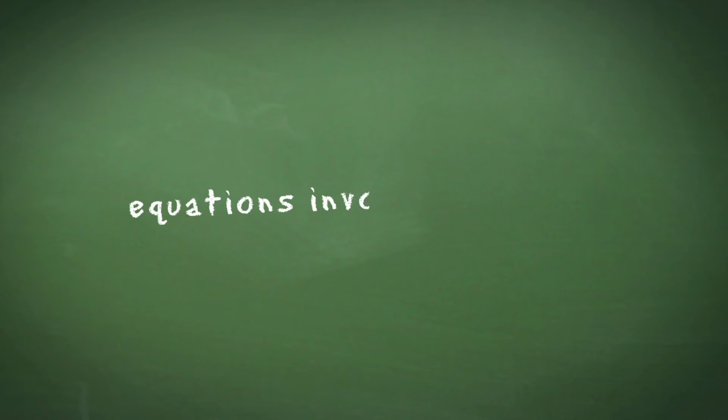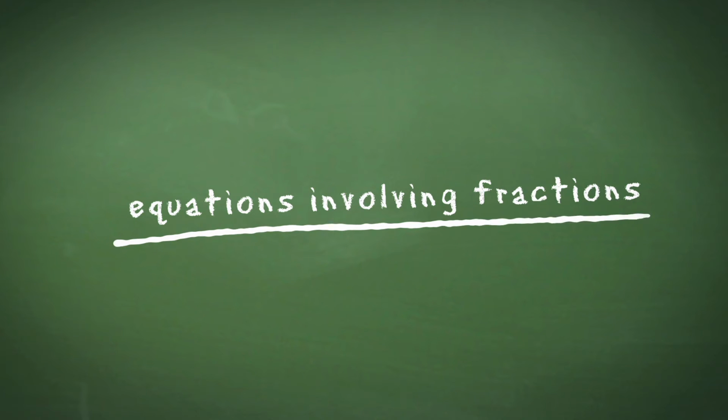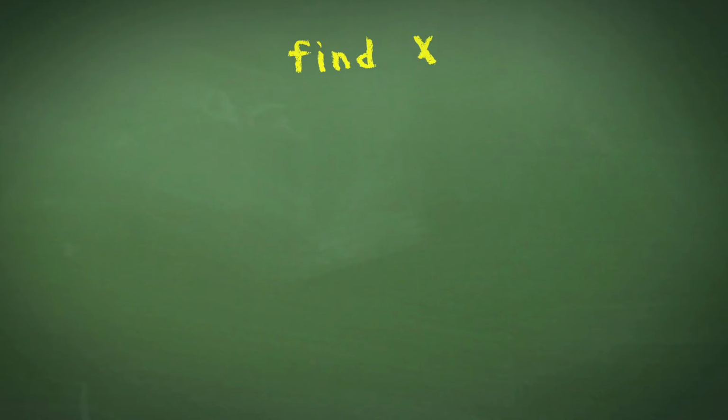Now let's take a look at some equations involving fractions. We are told to find x in the equation x over 2 minus 3 equals 4. As a first step, it's best to get the x over 2 on its own on one side of the equation and everything else on the other side.